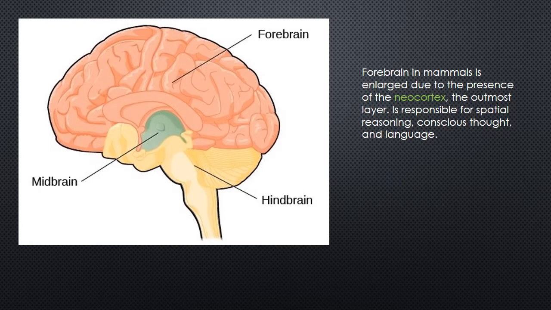Okay, in mammals, there is a section of the forebrain called the neocortex, and that is the space in our brain that's responsible for spatial reasoning and conscious thought and language. And that is only found in mammals.